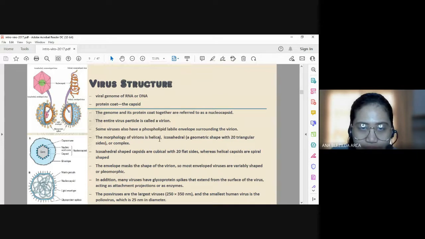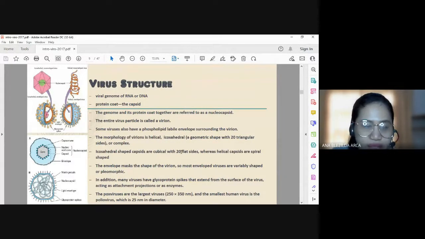So, sabi dito, some virus also have a phospholipid labile envelope surrounding the virion. So, the envelope is made up of lipids, fats, di ba? Phospholipids yan. That's why, yung mga envelope viruses class, yung mga virus na merong envelope, pleomorphic sila. Bakit? Kasi, kapag yan ay gawa sa lipid, definitely, kapag yan ay napainitan mo lang, matutunaw, 'di ba? So pwedeng magbago yung kanyang mga shape, okay? It depends on the environment of the virus. So ganun siya.